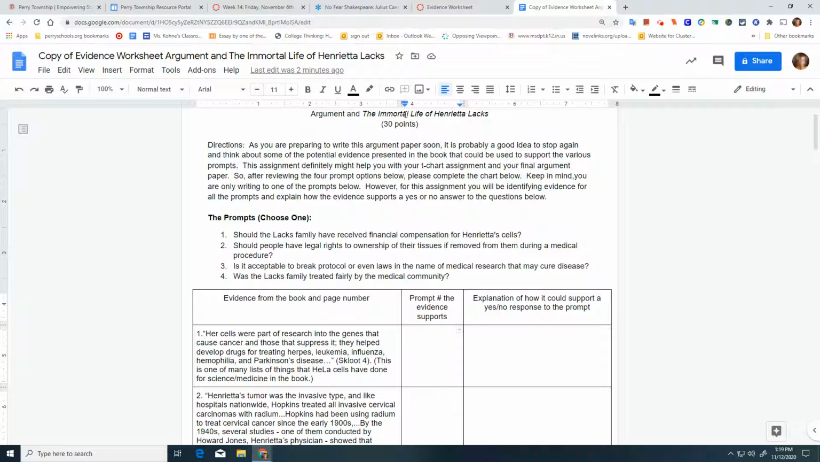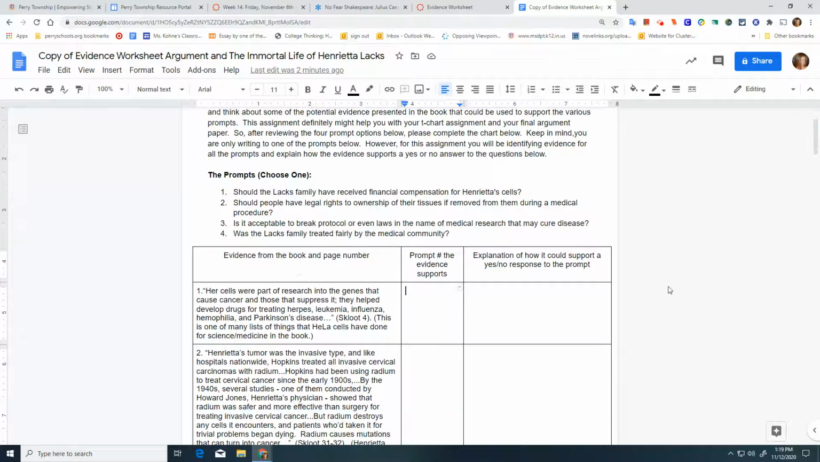All right, so let me give you a few examples and walk you through some of this. The first piece of evidence here says her cells were part of research into the genes that cause cancer and those that suppress it. They help develop drugs for treating herpes, leukemia, influenza, hemophilia, and Parkinson's disease. And this is on page 4. Note that I've put the page numbers, how you would cite it in your paper. In-text citations are always author's last name and page number, just to model what it should look like if you were using that piece of evidence in your paper.